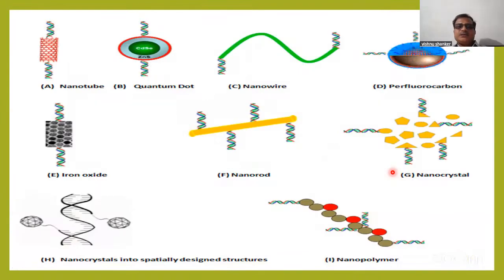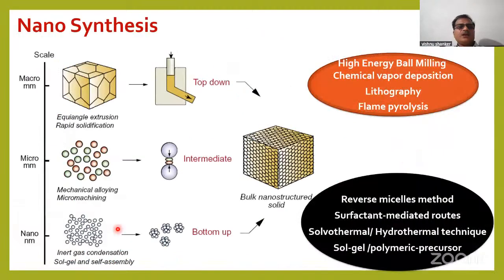Here some examples are given: nanotubes, quantum dots, nanowires, nanocrystals, and these are all man-made materials. People synthesize them. And as you see here, they are repairing DNA by using fullerene. You can do that.